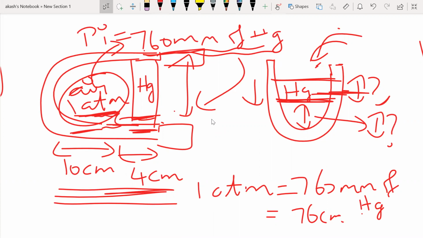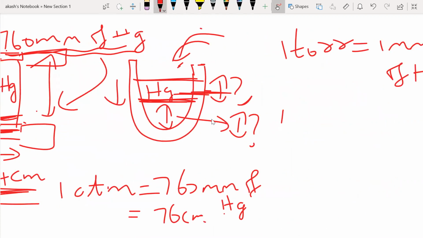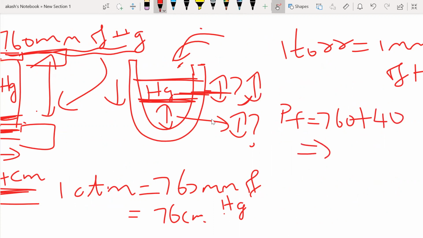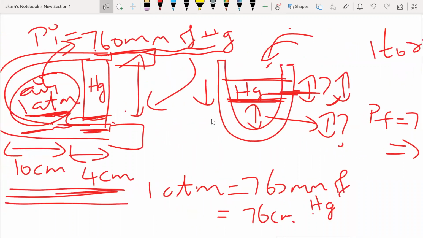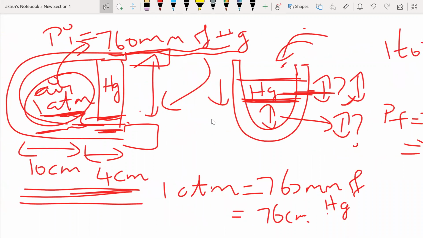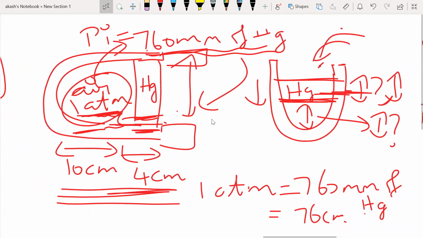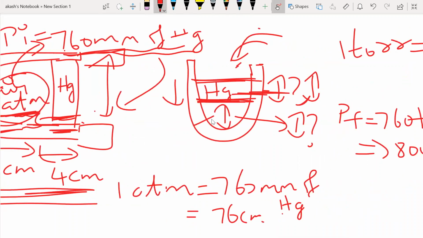Right, now P final, if I take it, it will be 760 mm of Hg, and obviously you see there is 4 centimeter of Hg also. 4 centimeter is basically 40 mm, right? So the final pressure is going to be 800 mm of Hg. Okay, hope you understand what I'm trying to do. Initially, the pressure was only due to the initial pressure given, that is 1 atm, right? But if I tilt it, make it vertical, you will see that this mercury column is also going to exert some pressure on this air column.